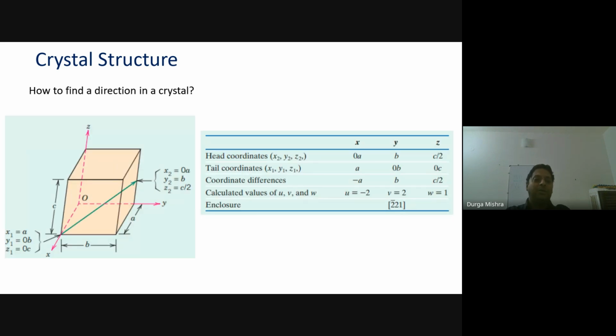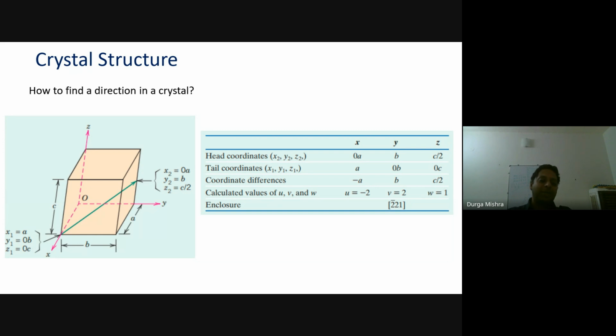The second and interesting aspect is how we can find the direction. Okay, we find a point. Now, if I join 2 points, for example, I have connected this point to this point. This is the tail, this is the head, and the arrow is pointing in this direction. So I want to say, what is the direction? Can I represent it using some index? That is also possible. What you need to do is first assign the coordinates.